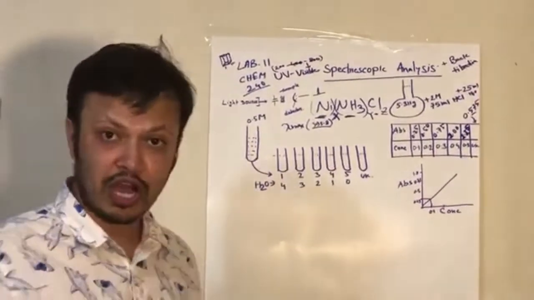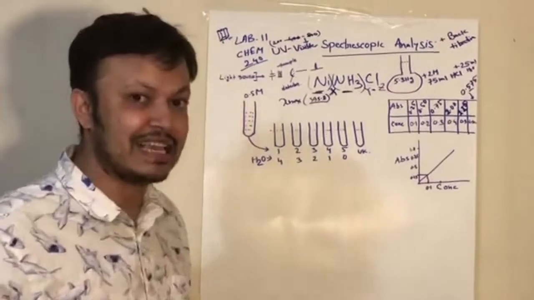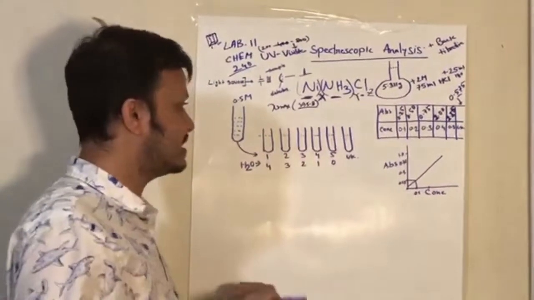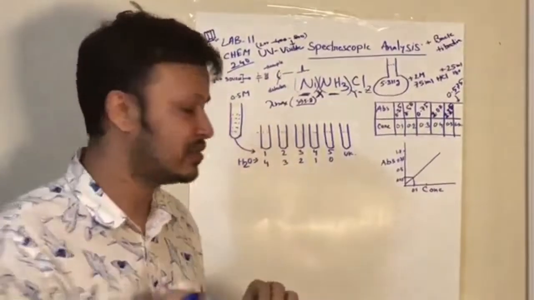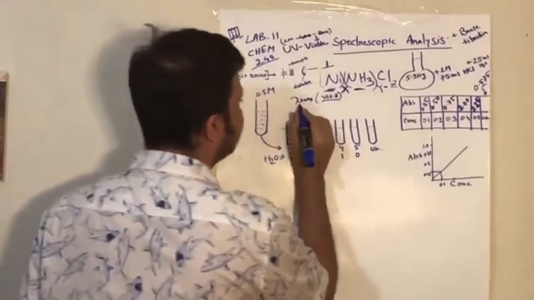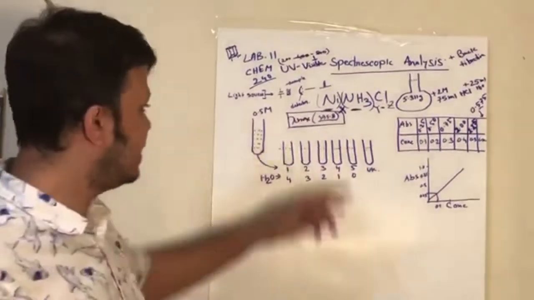Okay, so you saw how to find out the lambda max. Once you have this lambda max, as I said, it gives a specific character. We will use this lambda max to find out the concentration of the nickel.